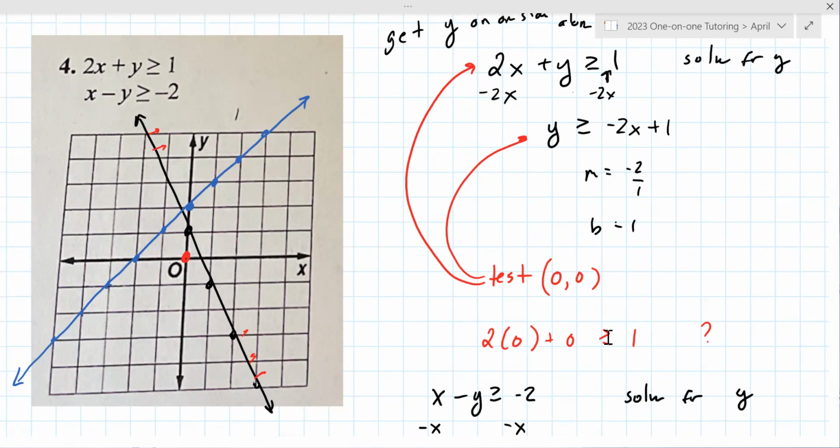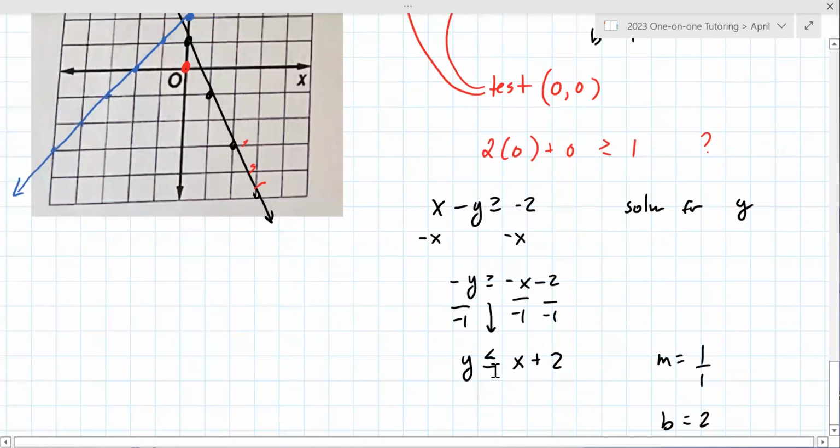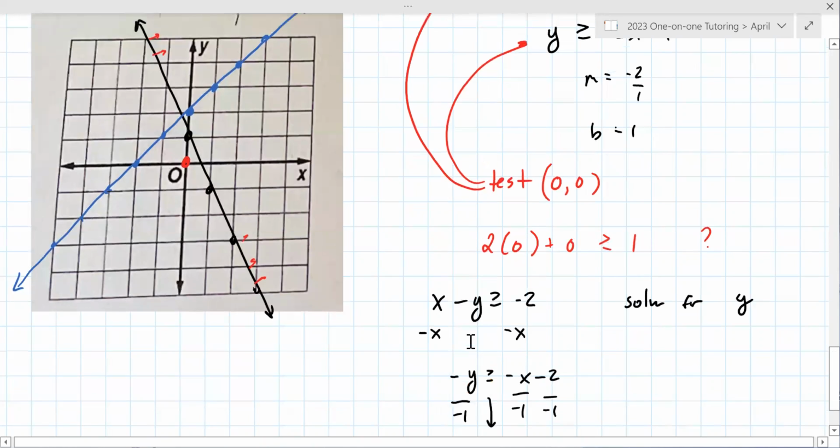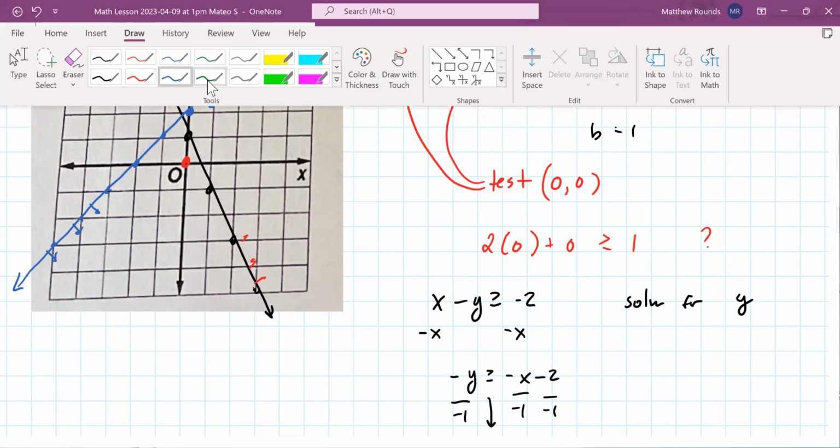Solid, because of the line underneath. That's what tells you that it's solid or dashed. And then you are shading, because it's a less than, you're shading below. So below, below, below, below, below. So a lot of these, strangely enough, have been sort of this one off to the right here.